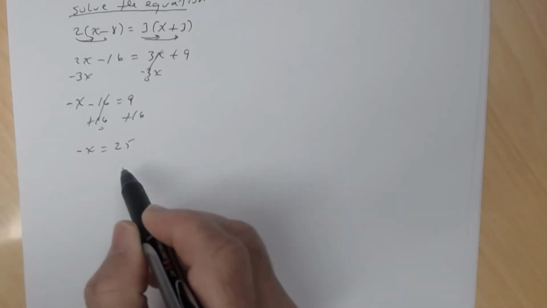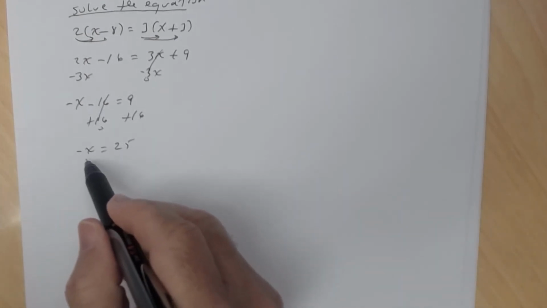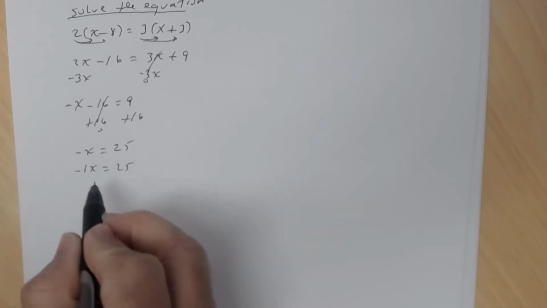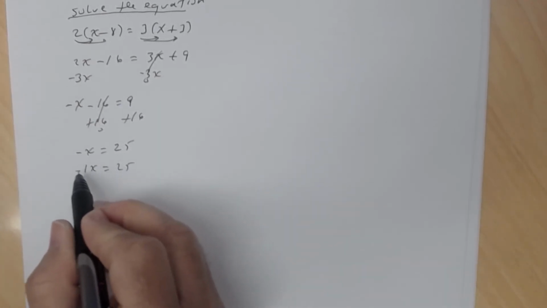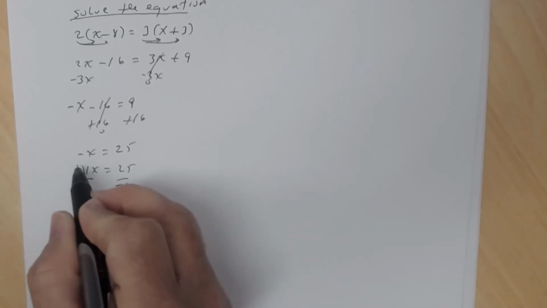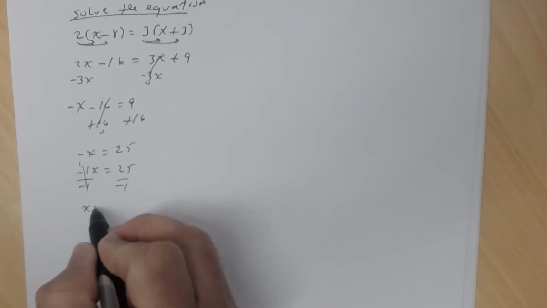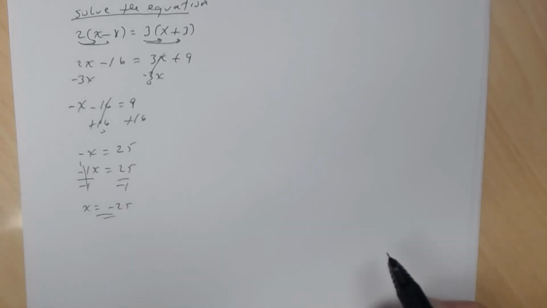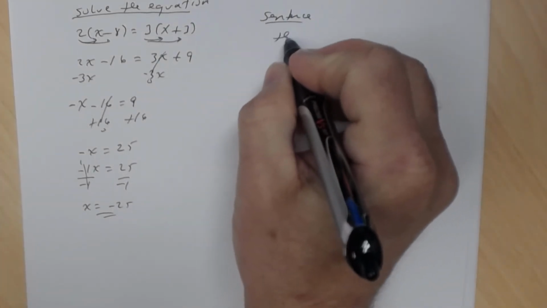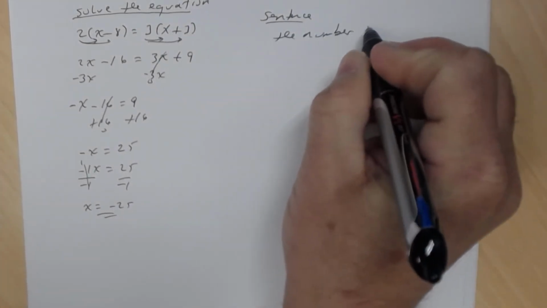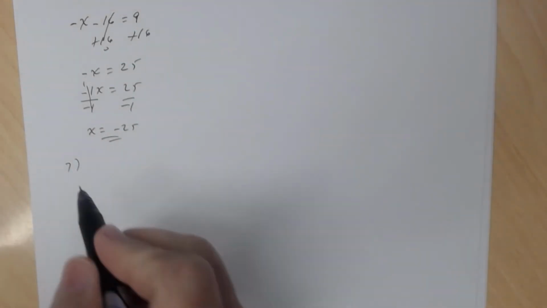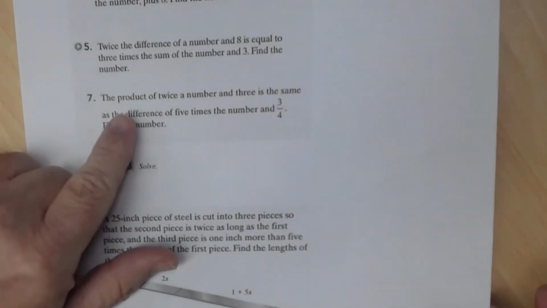So you've got to be careful. You're trying to solve for x. This is negative x, which really is negative 1x, equal 25. To get a coefficient of 1 here, I'm going to have to divide both sides by negative 1. So I get 1 times x is x equal negative 25. So your sentence: you're going to say the number is negative 25.